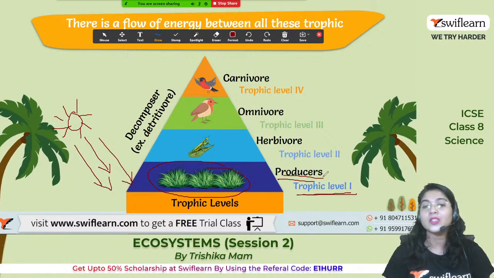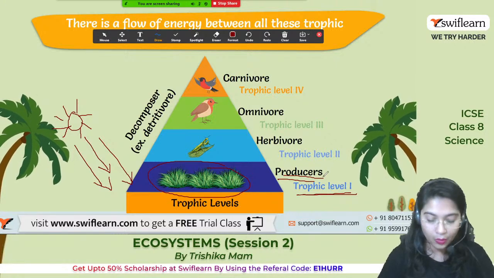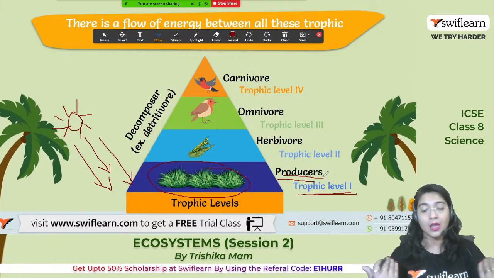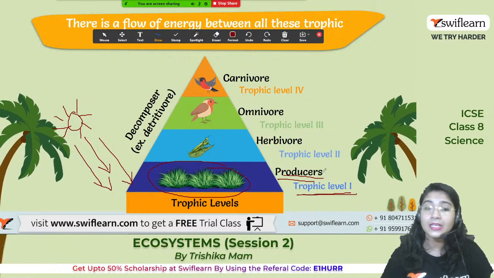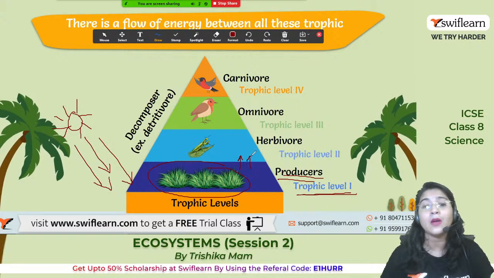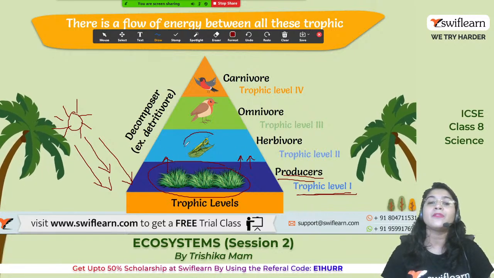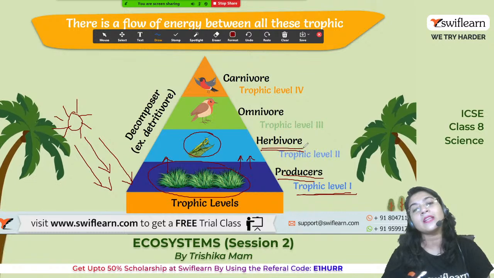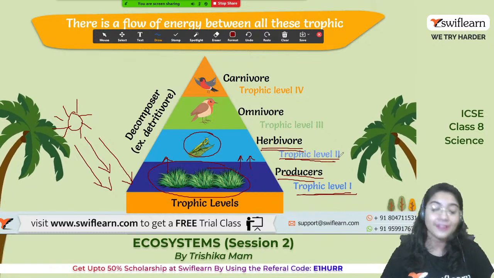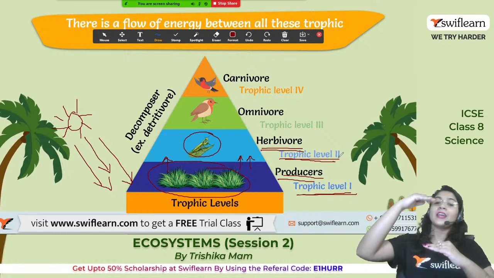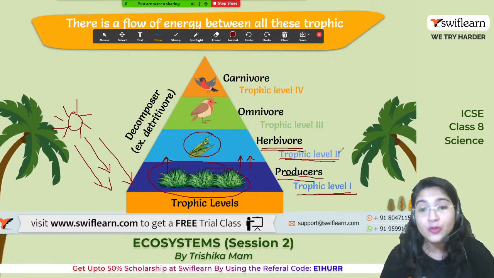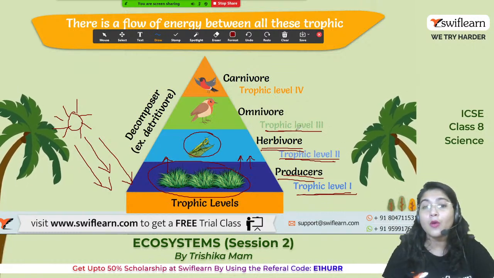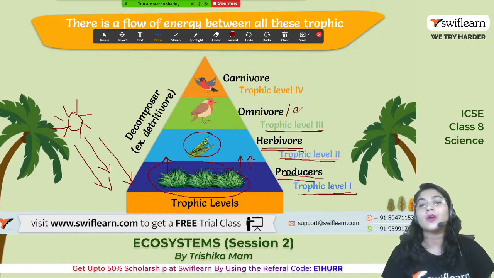Why are they known as producers? Because they are producing the food for all of us in our ecosystem. Now, who will first eat these producers? Definitely the herbivores. We know herbivores only eat the plants. So the herbivores will eat the plants, and that is why they will come under trophic level 2. So those who eat trophic level 1 come at trophic level 2. Now those who eat trophic level 2 will come at trophic level 3, right? So who will come at trophic level 3? It can be any omnivores, or maybe any sort of carnivores.